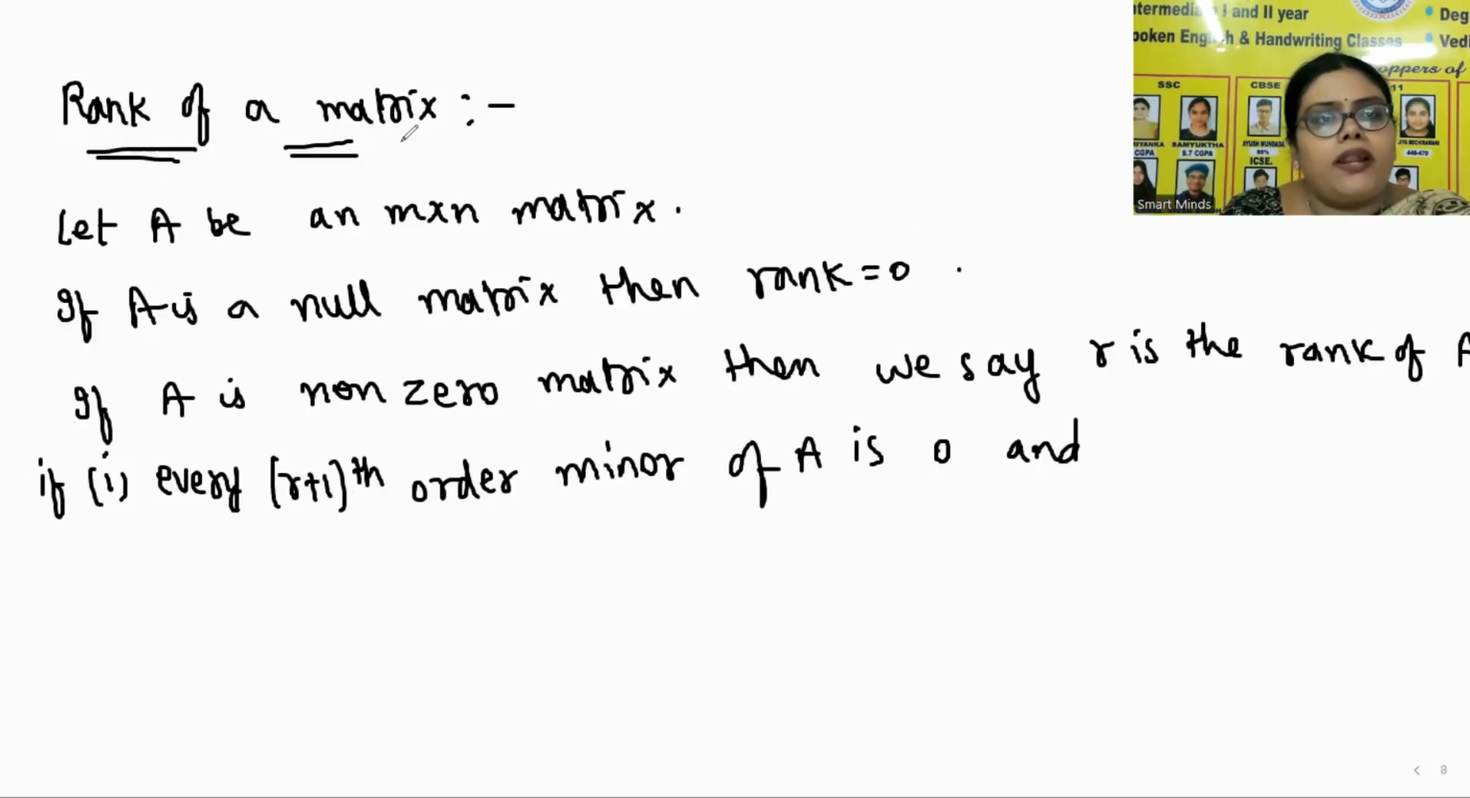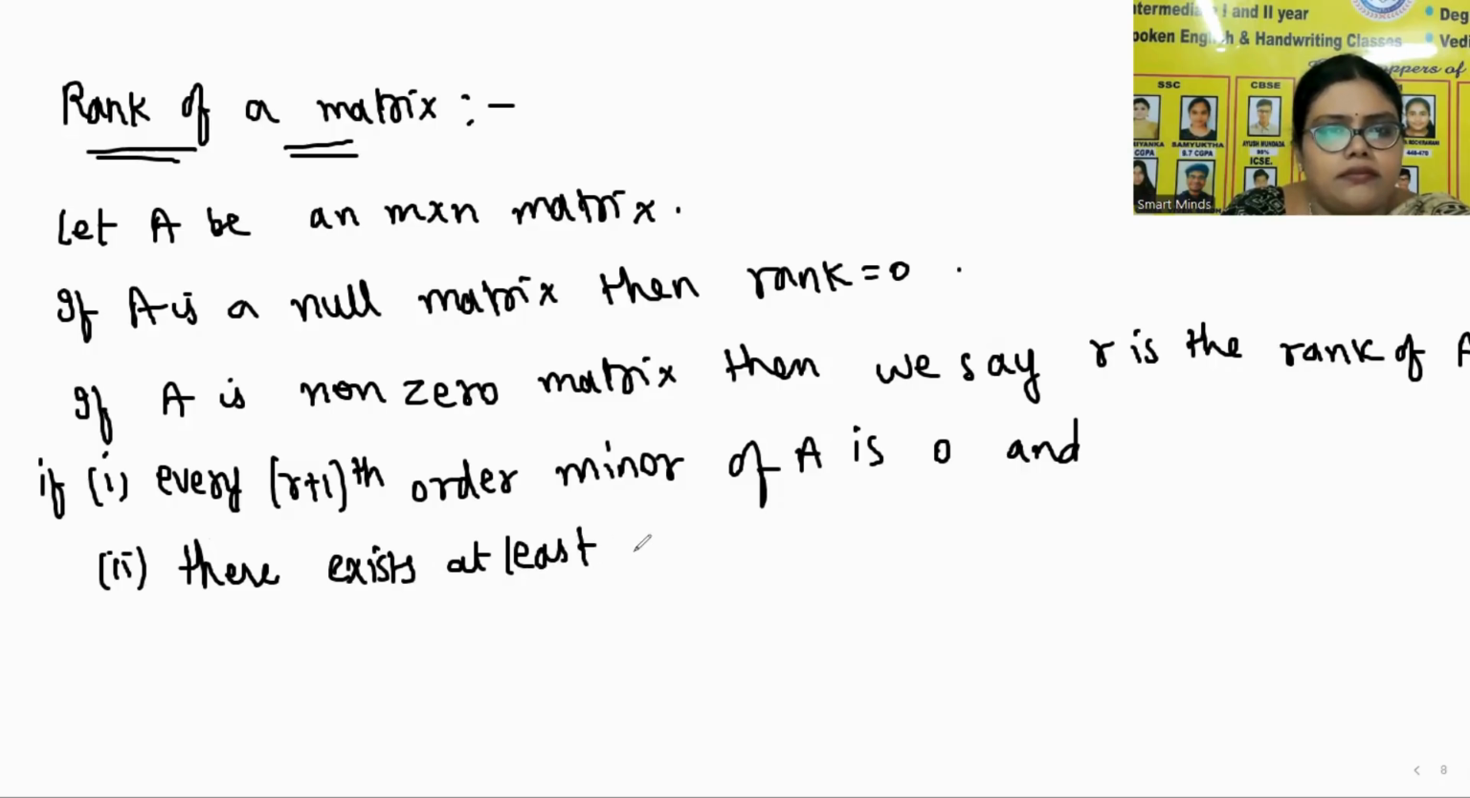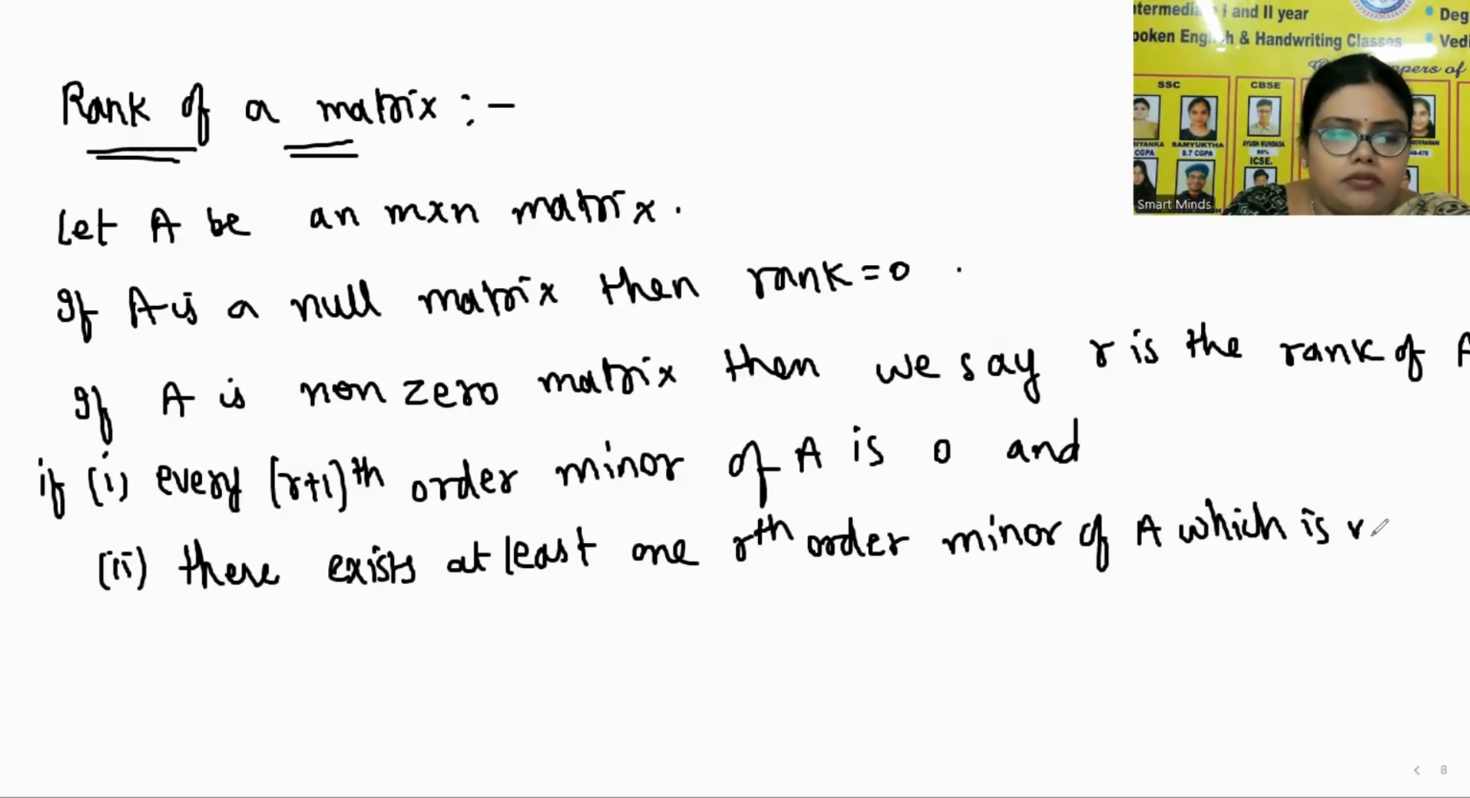So what is the rank of a matrix? Let A be an m by n matrix. If A is a null matrix, then the rank is 0. And if A is a non-zero matrix, then we can say r is the rank of A if, first, every (r plus 1)th order minor of A is 0, and number 2, there exists at least one rth order minor of A which is not 0.